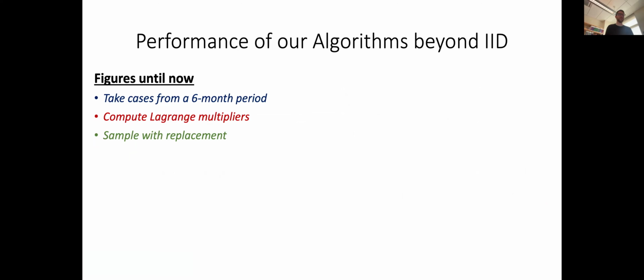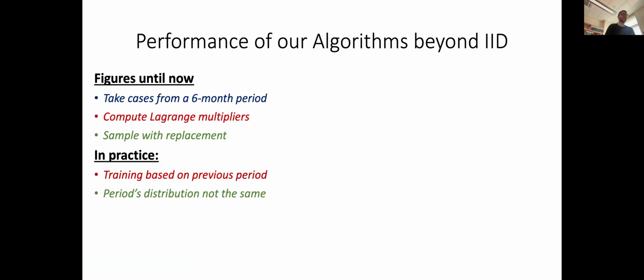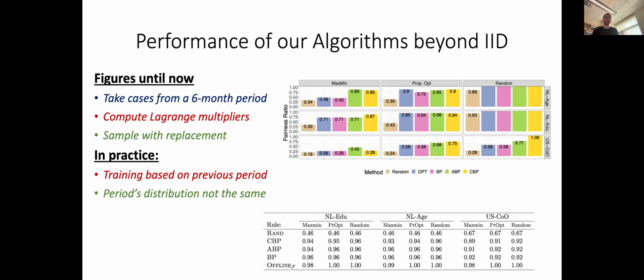All the figures that I've shown so far considered IID arrivals, where we've also proven our theorems. If we instead use real data, where we cannot sample in order to obtain, for example, the Lagrange multipliers, but we just need to sample based on previous historical data, our performance doesn't look as good anymore. But except for the US max-min case in the bottom left, it still looks relatively good.